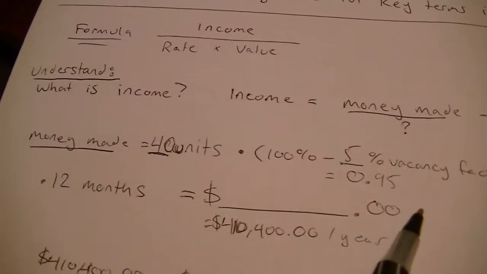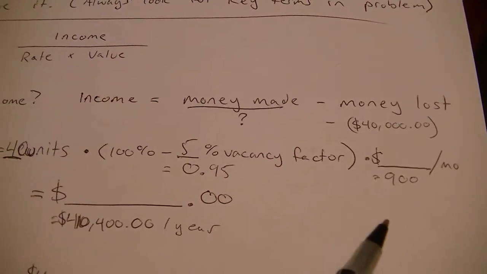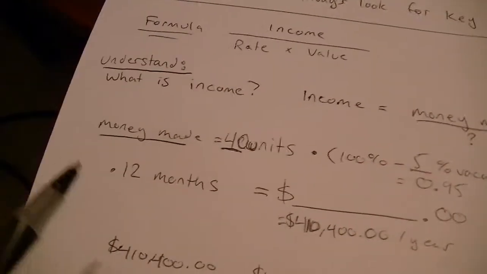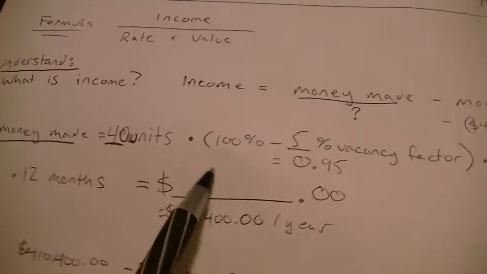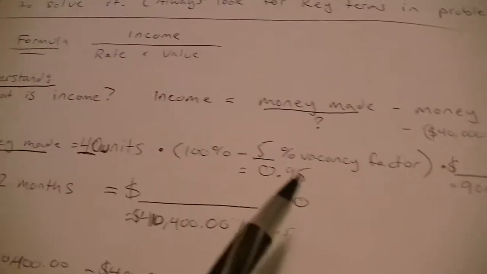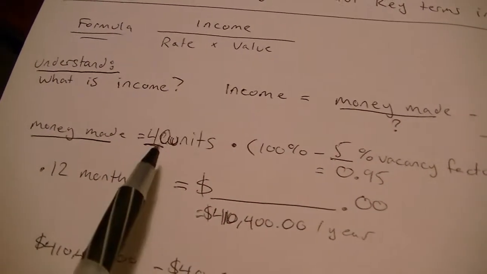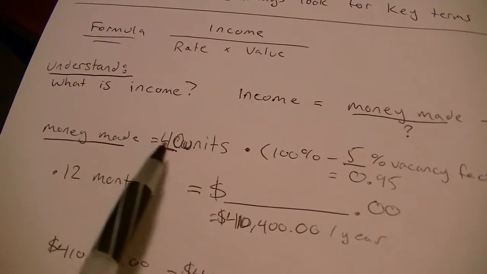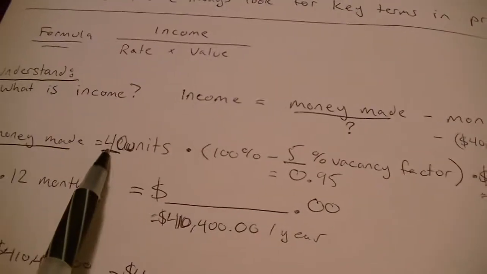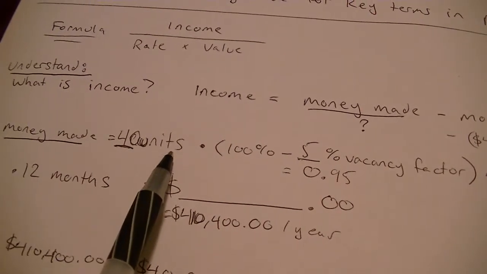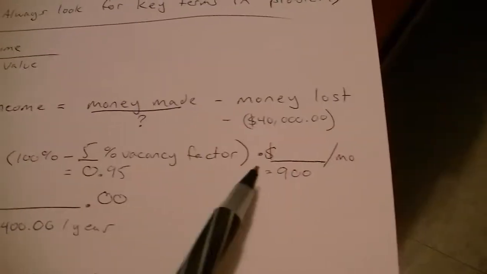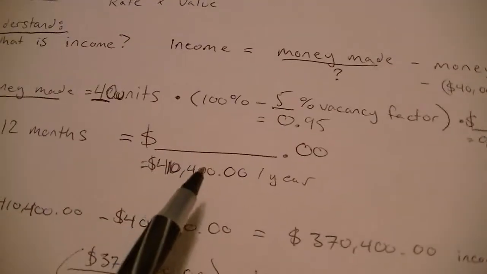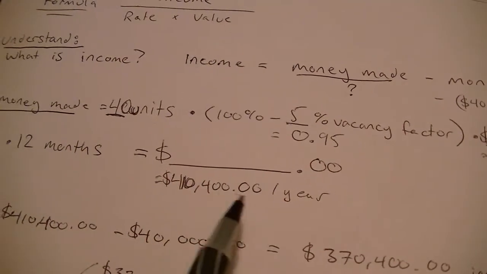Now if you just stopped there, it would give you the amount that you have per month. But you want to figure out the whole year because it asked in years. So times 12 months is going to give you the total per year. I didn't write this in because I messed up here, but I wanted to give you a blank formula. You fill in the number of units in the problem, always use 100% minus the vacancy factor percentage, times the amount per month, and then times 12 months equals the amount per year that you're making.